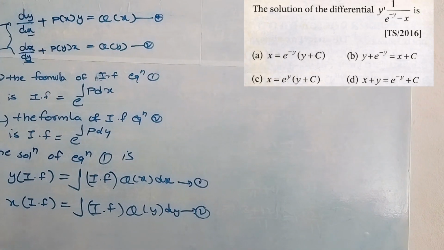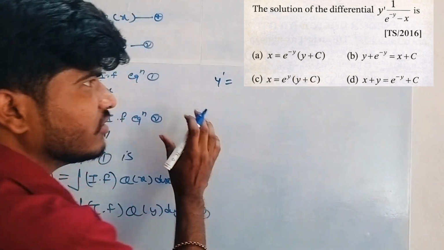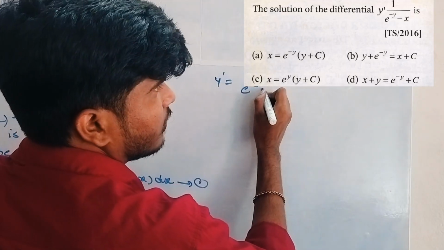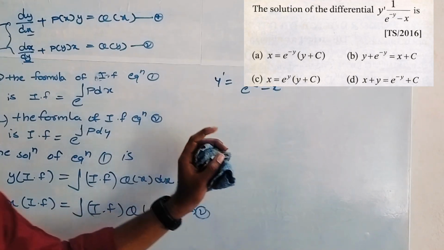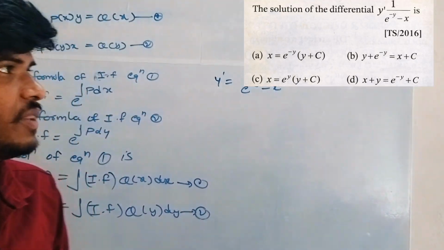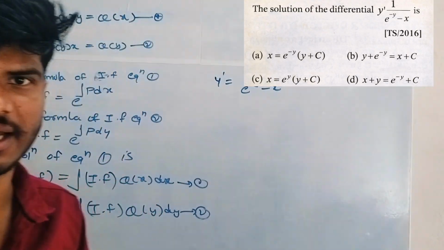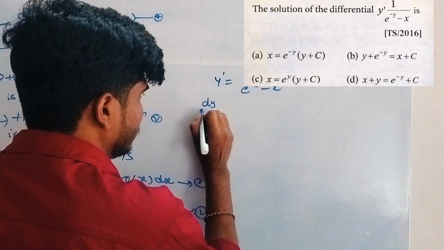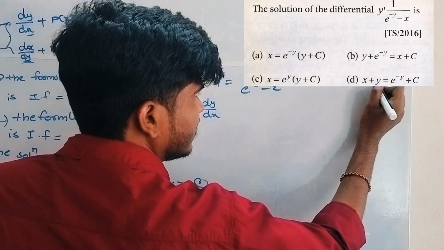Find the solution of the differential equation y dash equal to e power minus y minus x. This question was asked in the 2016 Telangana Eapcet. What does y dash mean? Y dash means dy by dx, whereas x dash means dx by dy.